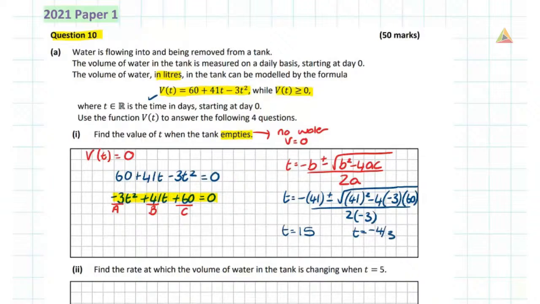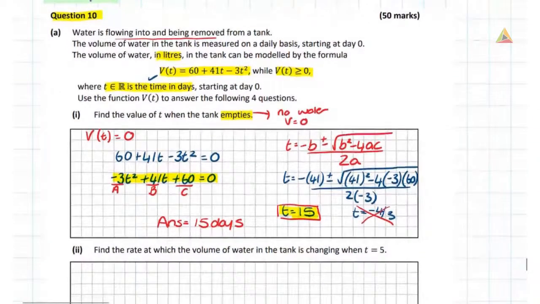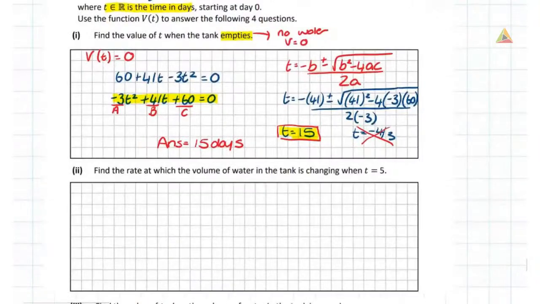Now let's remind ourselves, t was our time in days. So obviously minus 4 over 3 is one of our answers, but it makes no sense for time. So we're just going to reject that and we're going to accept our 15 days as our answer. Okay, so just to make it nice and clear, your answer is 15 days. So it takes 15 days, or 15 days have passed, when the tank empties, because remember it's flowing into and being removed from the tank, we were told. Okay, so nice and basic, just a function and we're solving a quadratic.